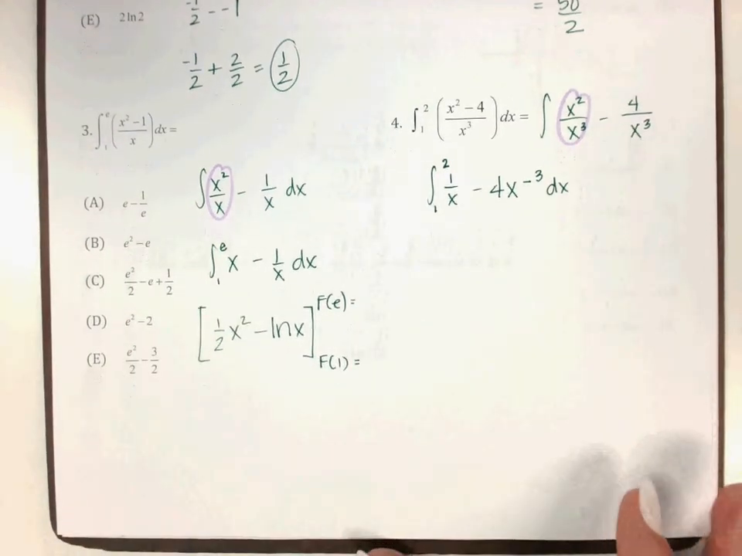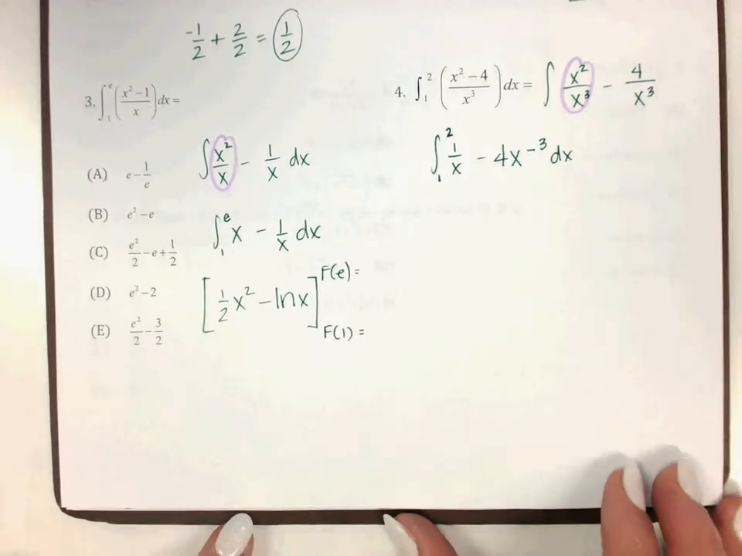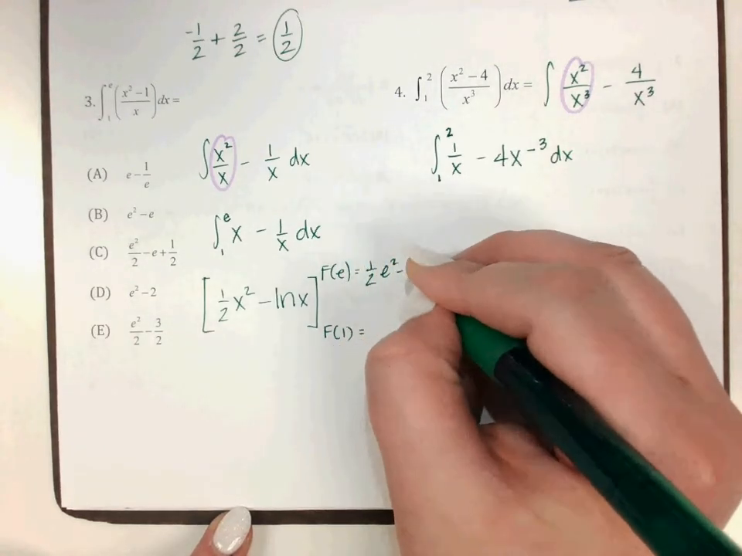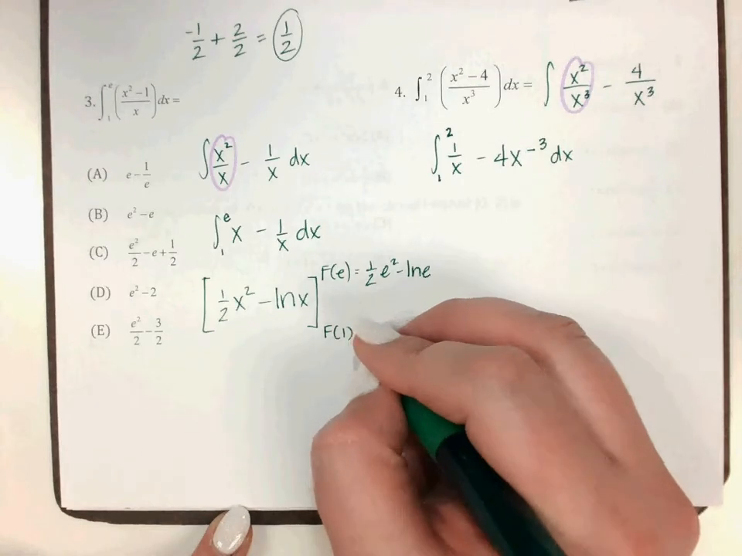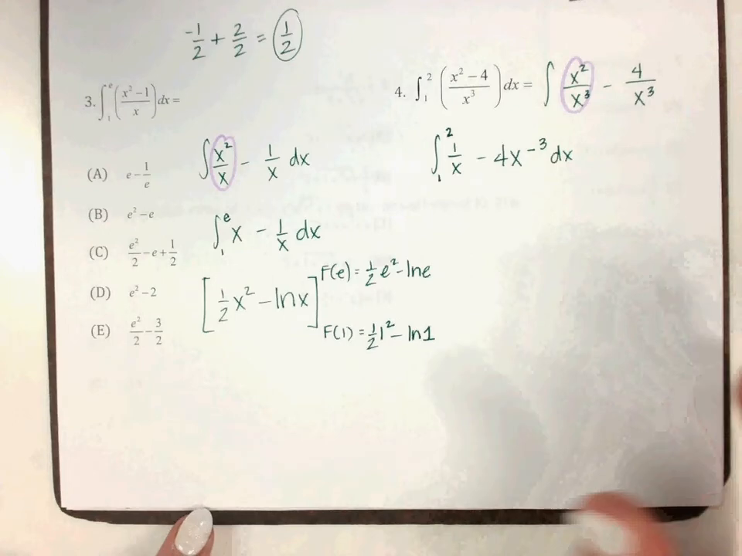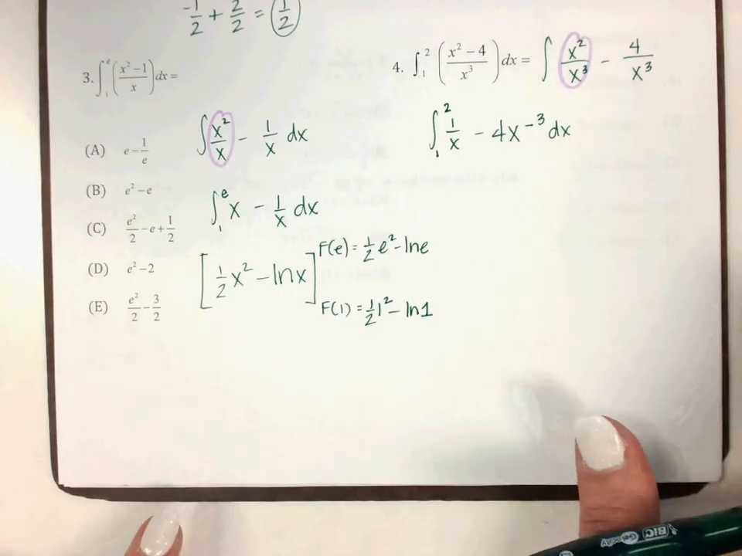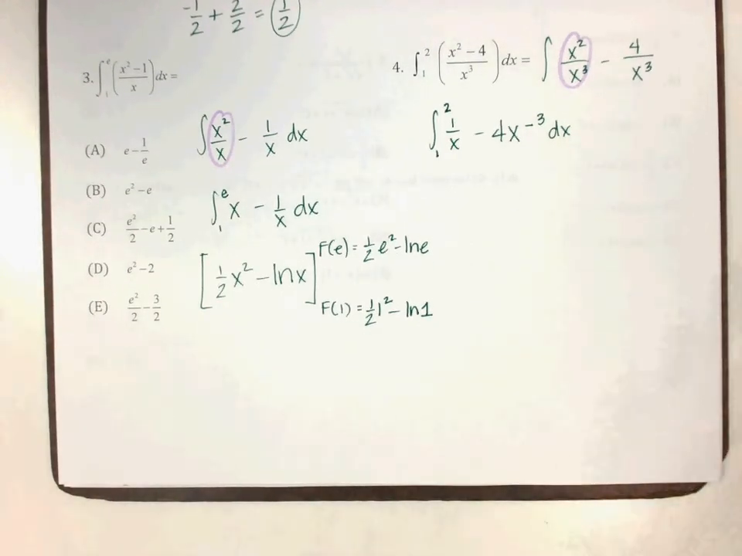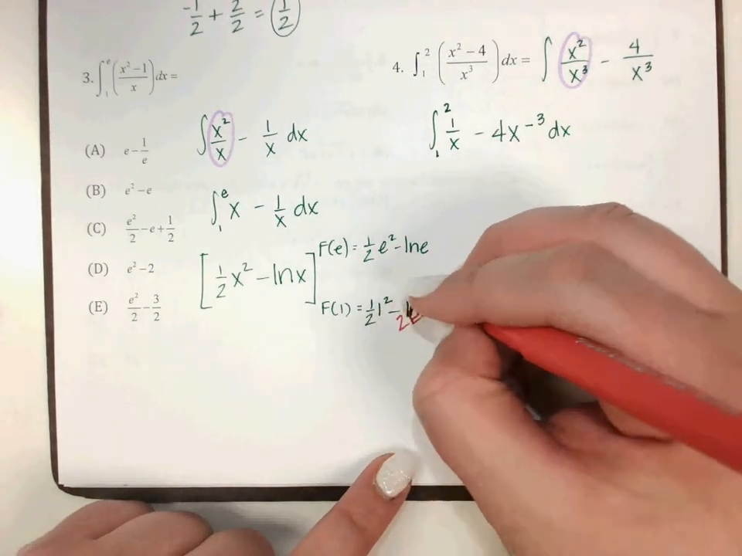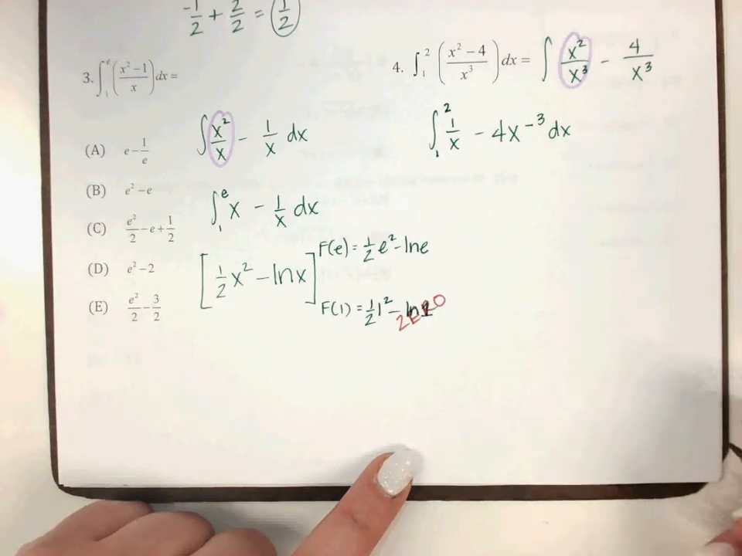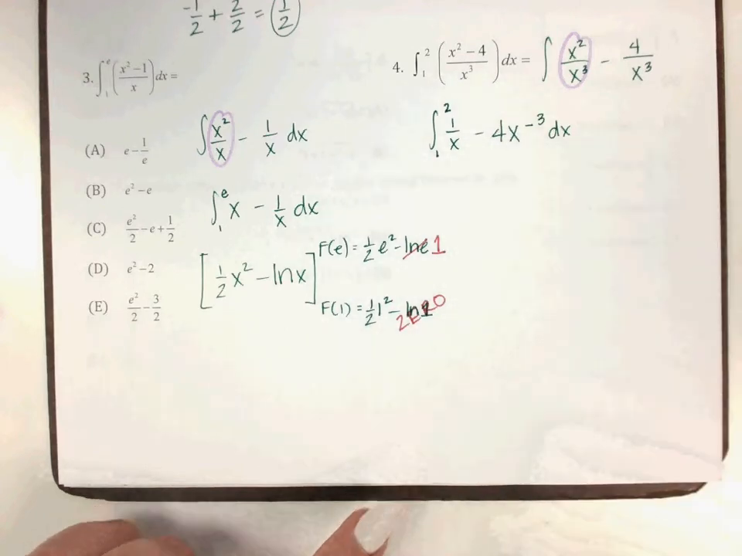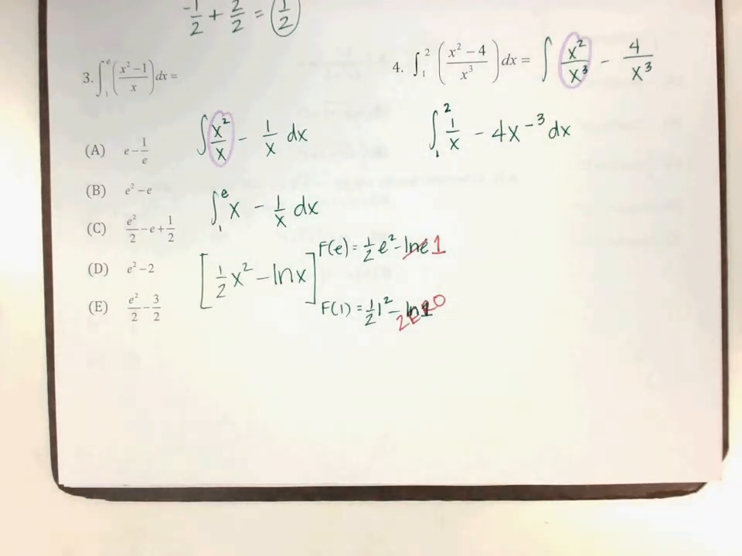Let's do e first. I have a half e squared minus ln e. On bottom, I have a half 1 squared minus ln 1. Now, quick question here. ln of 1, you should know. What is it? ln of 1 is 0. And ln and e cross out, but they don't cross out to 0. What do they cross out to? A 1. So ln of e crosses out, but you leave a 1.